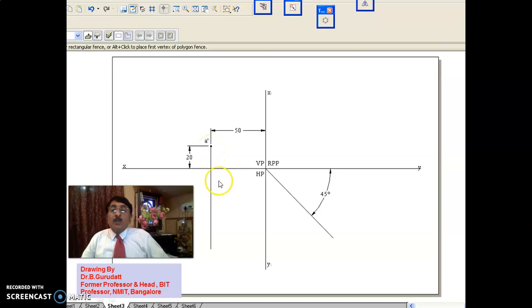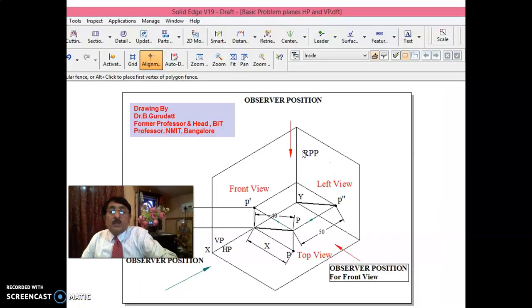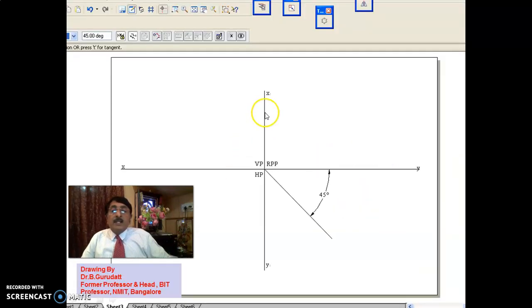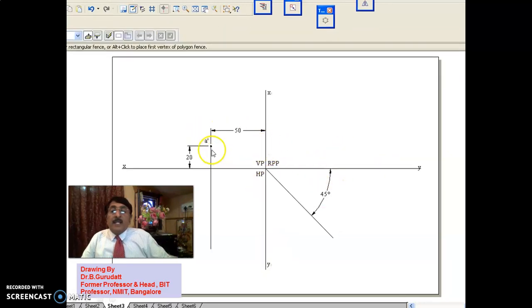Okay. I have told you the shortest distance of 40 mm, whatever they are given, can be seen on RPP. You see here, again I show you this. The shortest distance 40 mm can be seen on RPP. This is RPP. And directly wherever you cut that, you should get the side view of the point. That's why, see here, XY, X1 Y1, VP, HP, RPP I made it. This is 50, A dash you take.